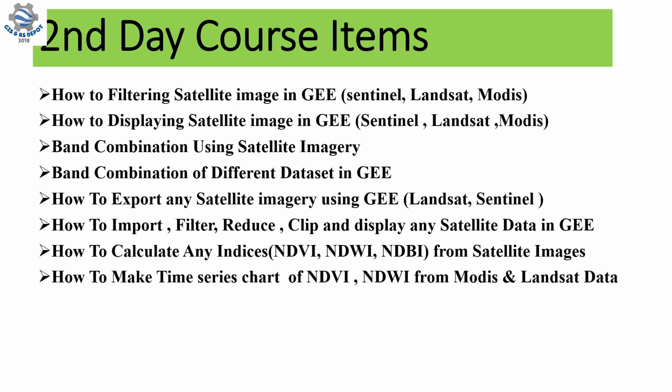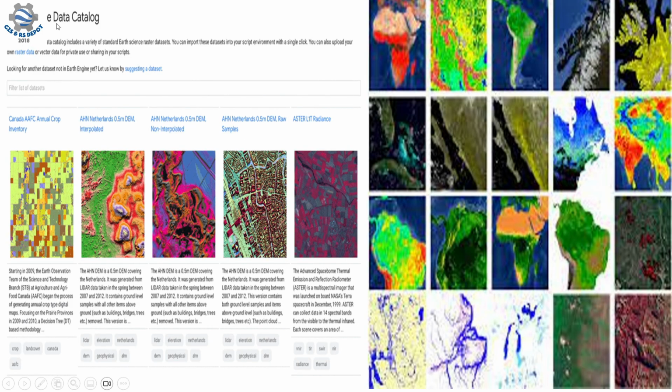Then we learn how to make time series charts for NDVI, NDWI from MODIS as well as Landsat datasets. Here you see the Google Earth Engine public data catalog, where lots of satellite datasets are available, suppose crop datasets, DEM datasets, these are ASTER L1T radiance datasets, and lots of vegetation datasets, LULC datasets, and DEM datasets in the Google Earth Engine public data catalog.